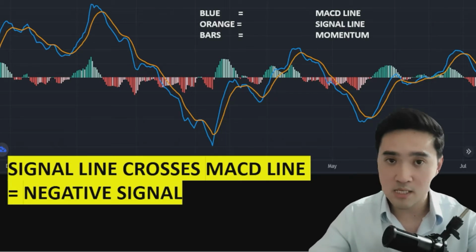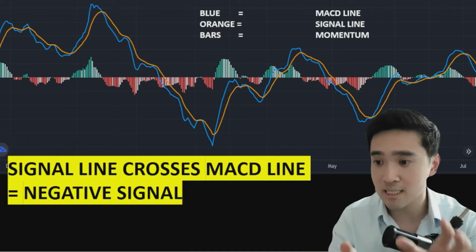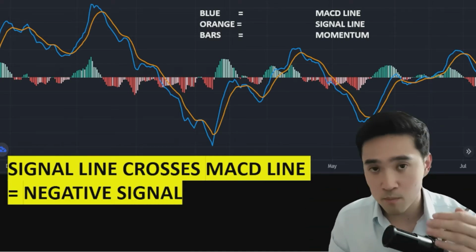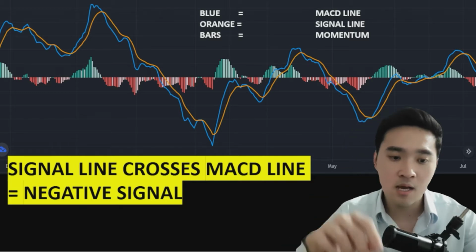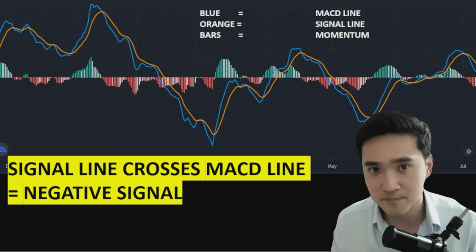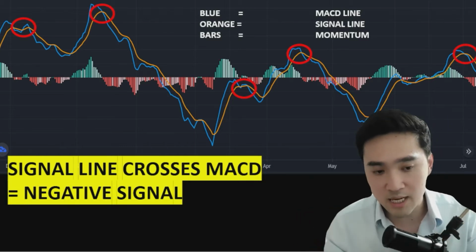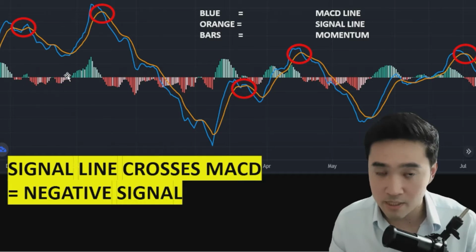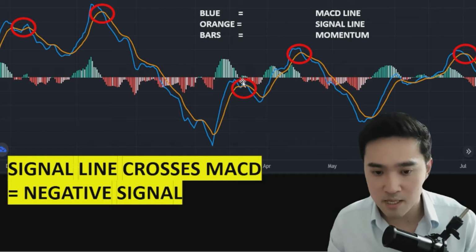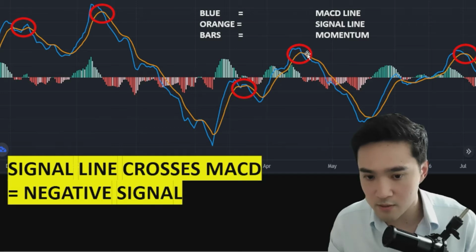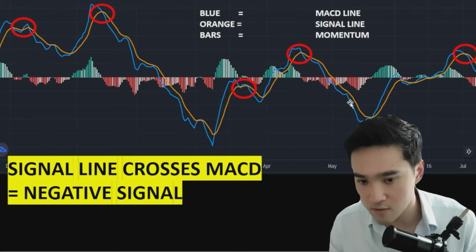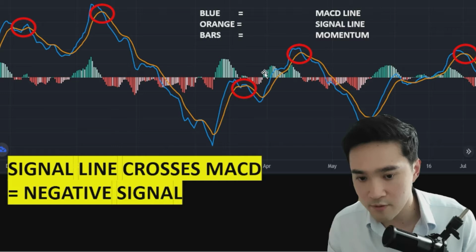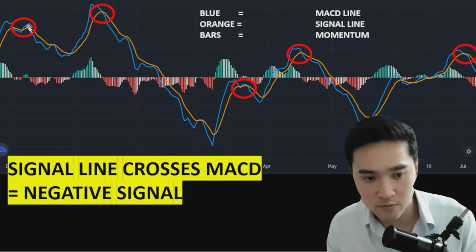Now, what happens when it is the reverse? When the signal line crosses the MACD line, it means a negative signal. So pause the video and practice at which point the signal line crosses the MACD line. These are the points where the signal line crosses the MACD line and it is again usually accompanied with red candle bars, because it's the opposite, remember? So you see the orange line crosses the MACD line causing a downward trend, and vice versa. When the MACD line crosses above, it causes a positive trend.